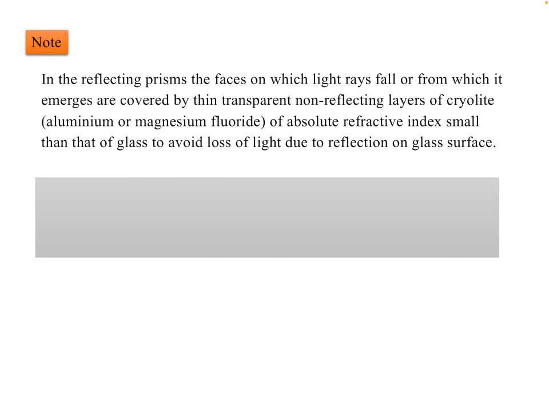Okay. We have many cases, but note, in the reflecting prisms, the faces on which light rays fall or from which it emerges are covered by thin, transparent, non-reflecting layers of cryolite, aluminum or magnesium fluoride. These are transparent layers on the glass prism of absolute refractive index smaller than that of glass, to avoid the loss of light due to reflection on glass.